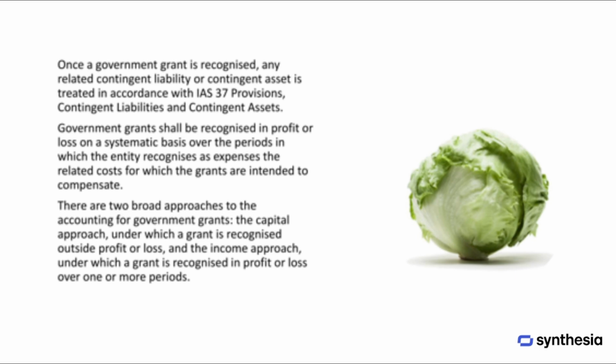After a government grant is recognized, any related contingent liabilities or assets should be handled according to the rules for provisions and contingencies. Government grants are recorded in profit or loss in a way that matches the timing of the expenses they are meant to offset. There are two main methods for accounting for these grants. The first, called the capital approach, records the grant outside of profit or loss. The second, known as the income approach, spreads the recognition of the grant's income over one or more periods in profit or loss.